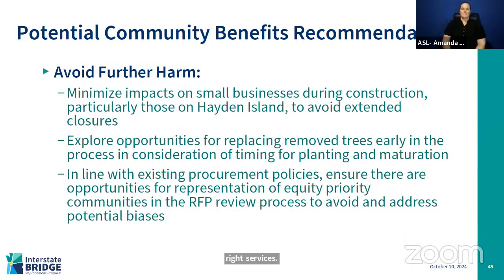Others are minimizing the impacts on small businesses. I heard some of that come up today, so that's really great. That's in alignment with what the community benefits group is thinking about. So making sure that if there are extended closures, how could some assistance be shared with small businesses? Another is to ensure that there are opportunities for trees that may be removed. How could the replanting of those maybe happen earlier in the process so that there's some consideration for maturation? Next slide, please.